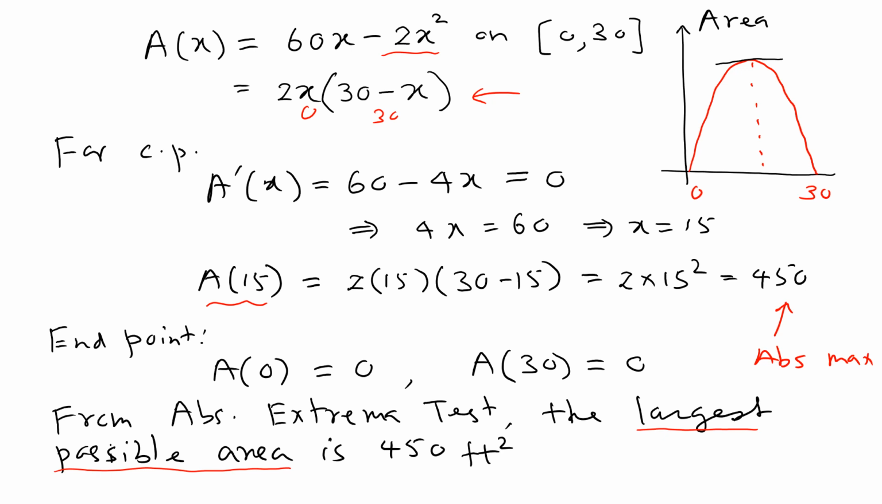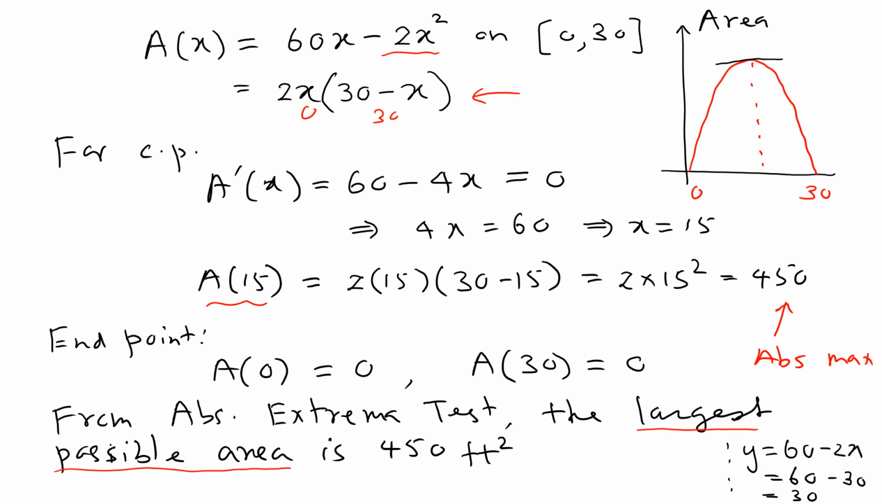And then the dimensions. You remember y was 60 minus 2x. So when x equals 15, you get 60 minus 30, which is 30. So y is 30. So x equals 15, y equals 30.